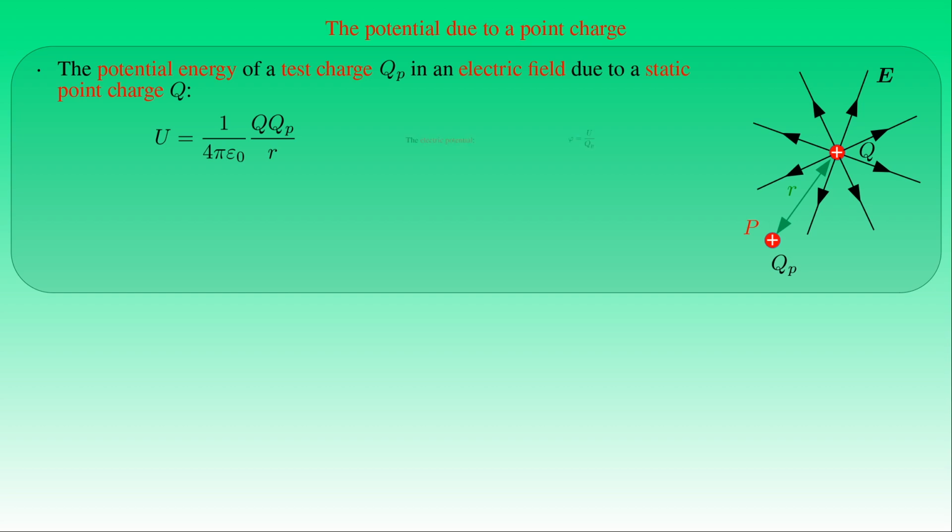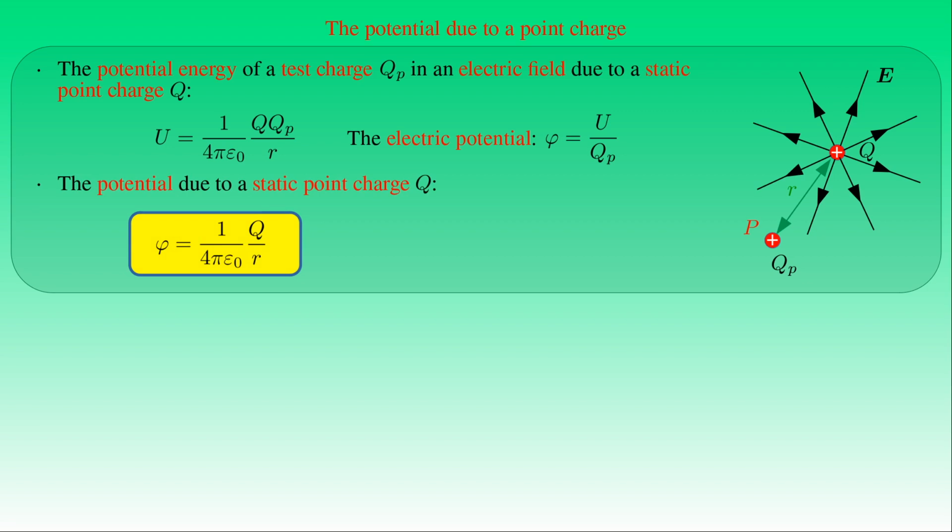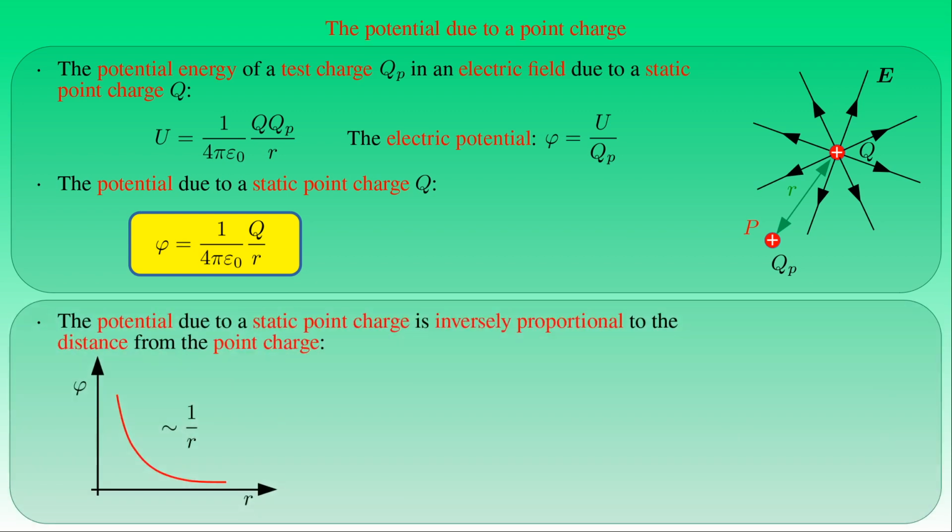Since the potential of the electric field at the point P is defined by the ratio of the potential energy of the test charge Q_P to the amount of the charge, we can write the potential phi due to a point charge Q at a point P as 1 over 4 pi times epsilon naught, times the amount Q of the point charge divided by the distance r between the point P and the point charge Q. This formula shows that the potential due to a static point charge is directly proportional to the amount of charge producing the electric field, and inversely proportional to the distance from the point charge.